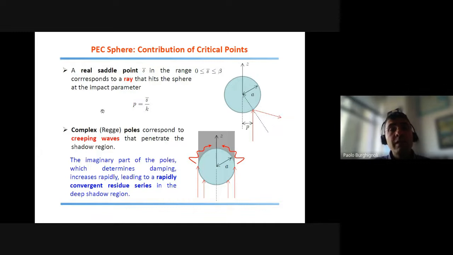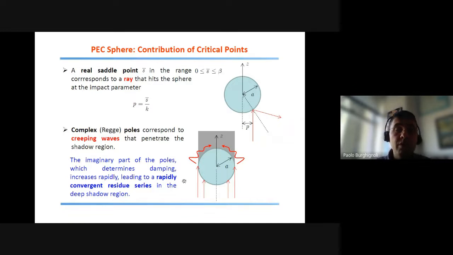In addition to saddle points, there are complex poles that can be captured, and these complex poles, that are also known as edge poles, will correspond to creeping waves, that is, waves that penetrate the shadow region and that propagate tangentially with respect to the sphere surface, and they account, in a very convenient and rapidly convergent representation, for what is happening inside the deep shadow region.